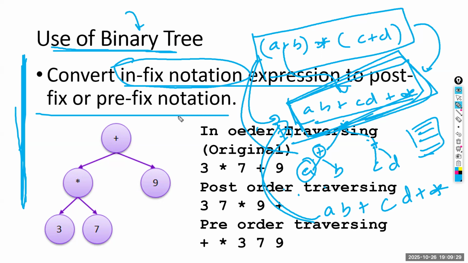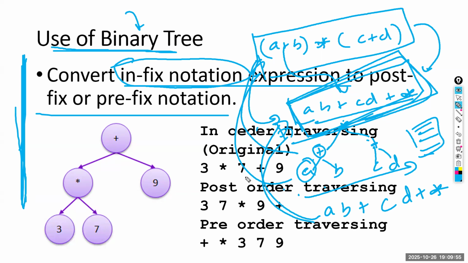If you want to convert it to prefix, you do the pre-order traversal, right? And again, if you do the in-order traversal, you end up with your same infix expression. So when your expression is in a binary tree, pre-order traversal results in prefix notation, post-order traversal results in postfix notation, and in-order traversal results in infix notation.